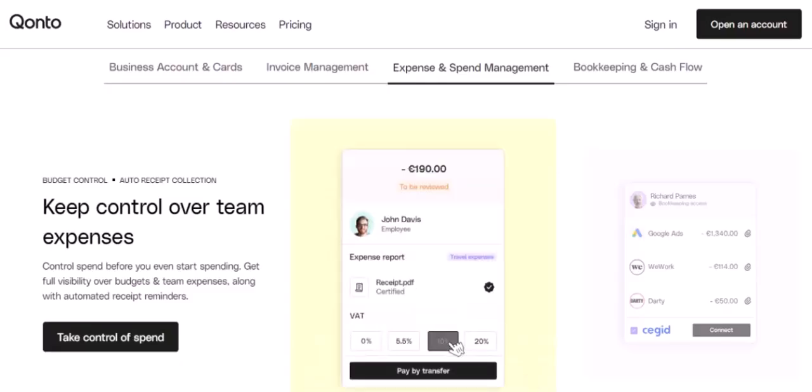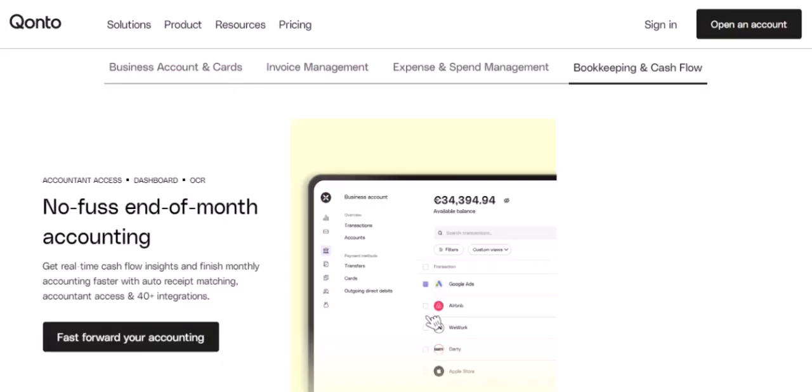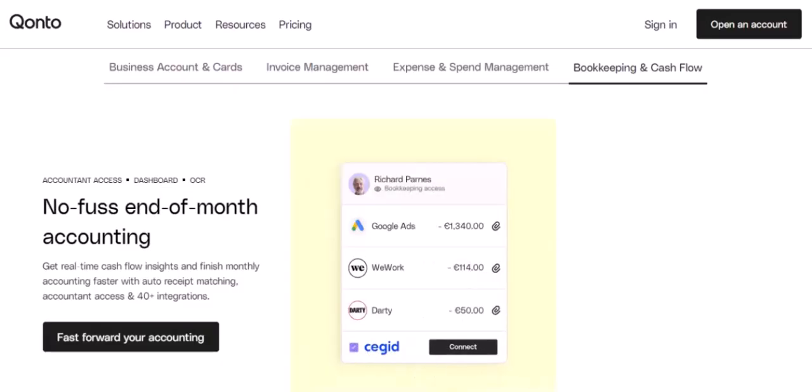Qonto also fully supports direct debit mandates. If you have recurring billing or subscription services, you can set up a SEPA direct debit scheme. This allows you, the merchant, to pull funds directly from a customer's bank account after they've authorized it. It's a great tool for automating regular income.